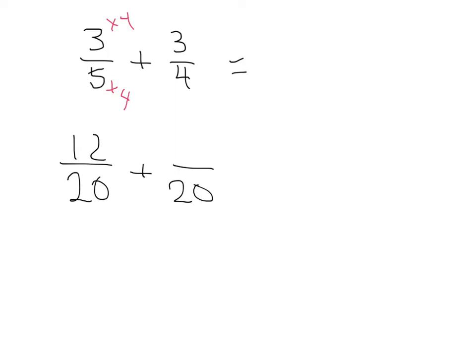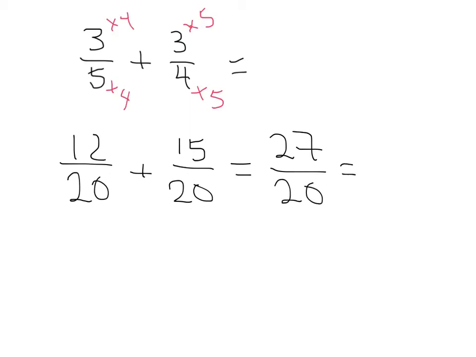Similarly, we ask ourselves, what do we multiply 4 by to get 20? Well, that's 5, so we must multiply 3 by 5 to get the numerator of an equivalent fraction, and that means we get 15/20. This, of course, allows us now to say we have 12 1/20 size pieces and 15 1/20 size pieces. So what we have is 27 1/20 size pieces, which of course can be turned into the mixed fraction 1 and 7/20, should you wish it in that form.